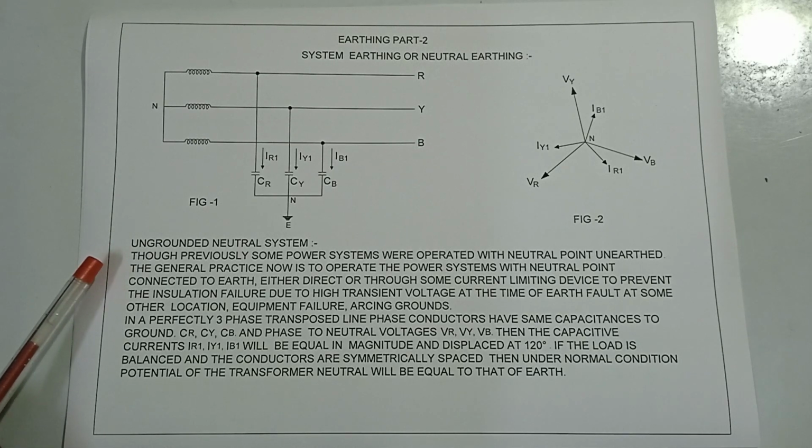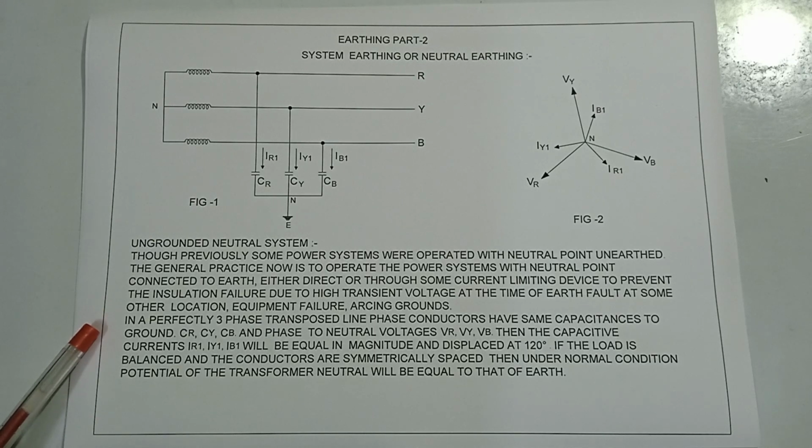Though previously some power systems were operated with the neutral point unearthed, the general practice now is to operate the power system with the neutral point connected to earth, either directly or through some current limiting device, to prevent insulation failure due to high transient voltage at the time of an earth fault at some other location, equipment failure and arcing grounds.